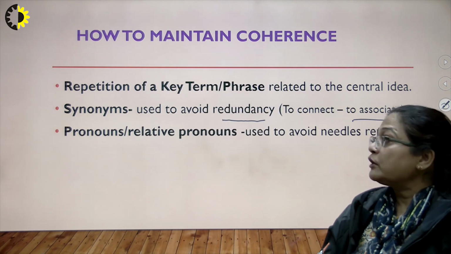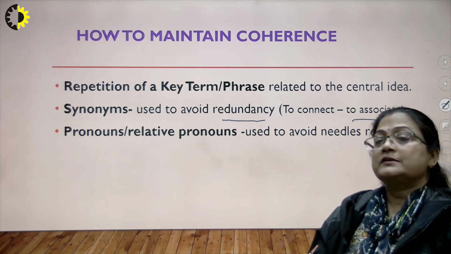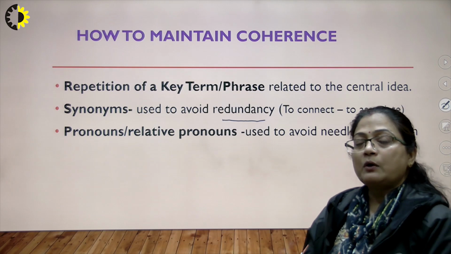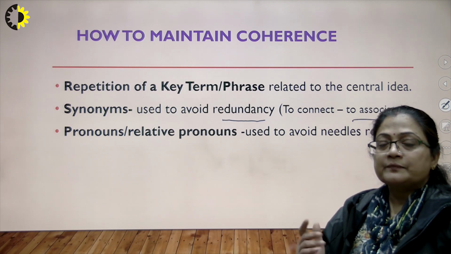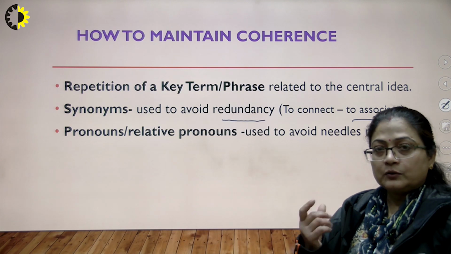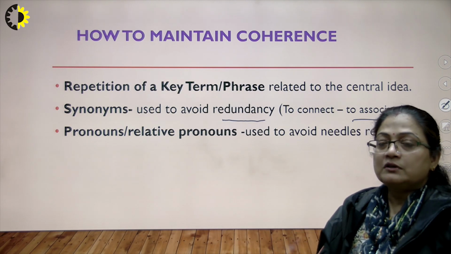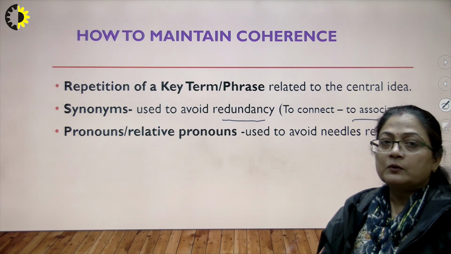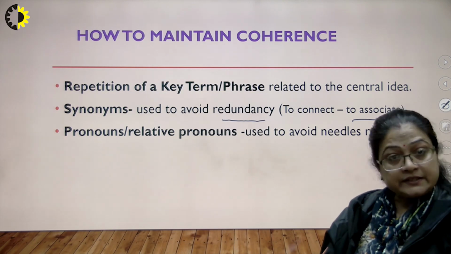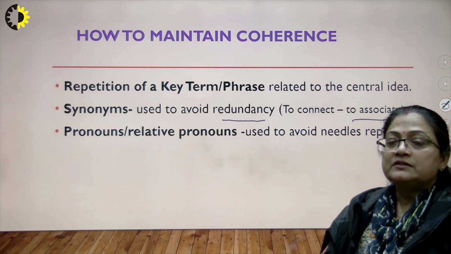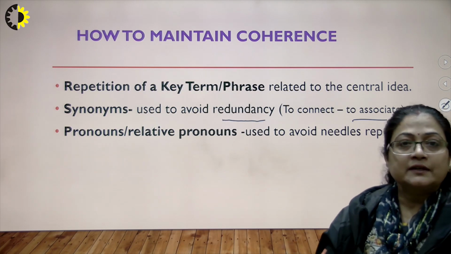Next is use of pronouns or relative pronouns. We know that pronouns are used in place of noun, and this avoids jerk. Okay, that is a good and a very natural way of maintaining coherence. So, we have to use relevant pronouns, relative pronouns, okay, that is used to avoid needless repetitions.